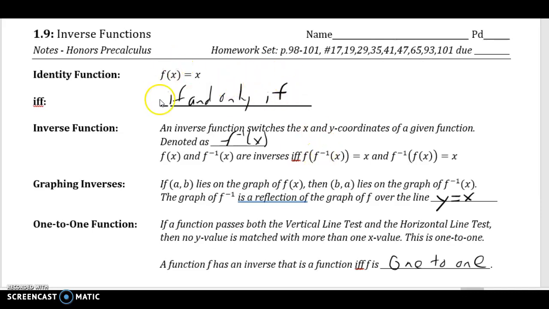We're going to talk about inverse functions today. So we got a few definitions here I want you to go ahead and fill out. So go ahead and do that.